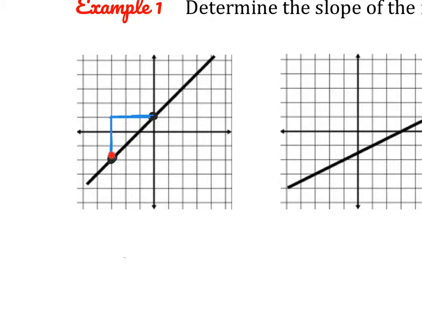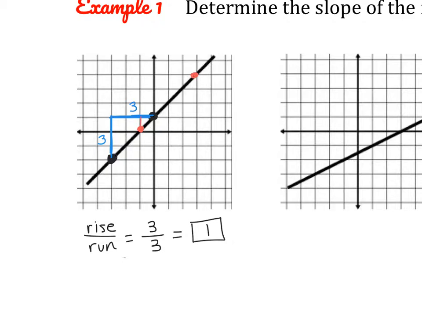Since I moved up 1, 2, 3 units, my rise is going to be 3. And I moved over 3, so my run is also going to be 3. For each problem, we're going to write rise over run equals, well, our rise was positive 3, our run was positive 3, and then we simplify. 3 divided by 3 is 1. So the slope of this line is 1. Now you can pick any 2 points you want. For example, let's say I picked this point and this point.